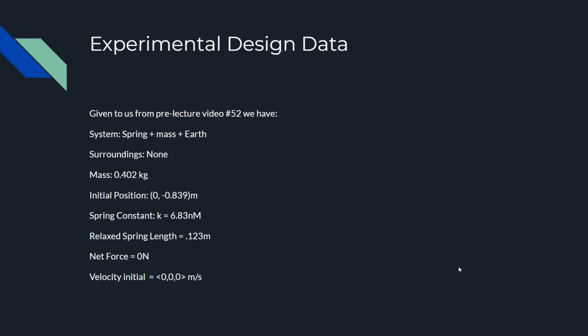Using the provided pre-lecture video, we determined our system as the spring, mass, earth, and nothing in the surroundings. Initially, the mass and spring are motionless, resulting in zero velocity and net force. The mass is 0.402 kilograms, and the spring constant is 6.83 newtons per meter. Using the spring force equation, we found the relaxed length of the spring to be 0.123 meters.